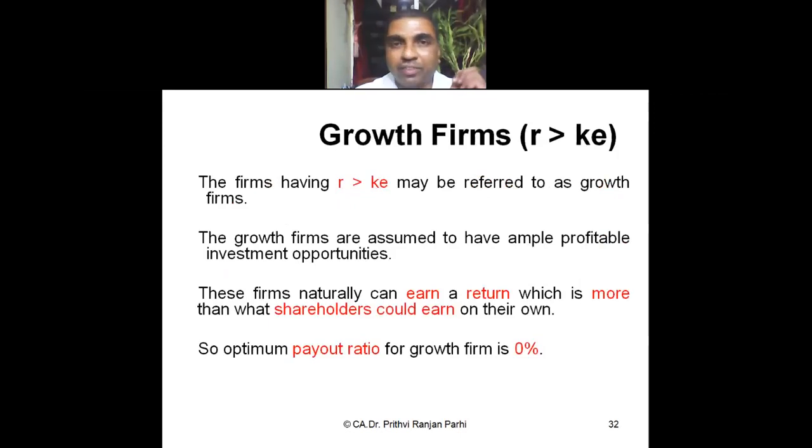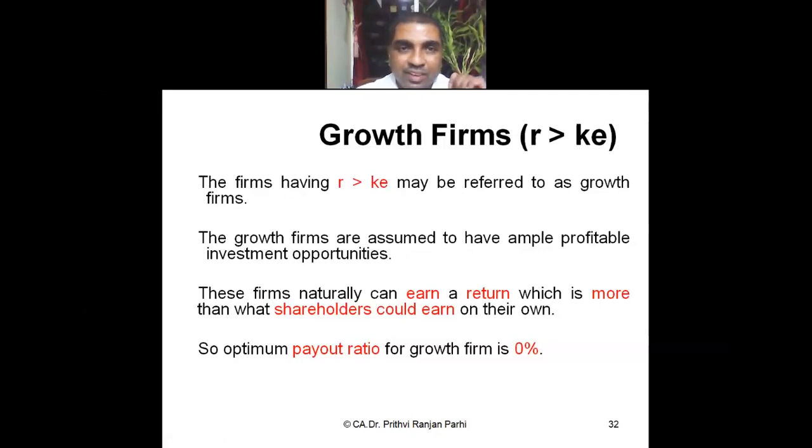What kind of firm is the first category? Can you read it? Growth firm. Growth firm is where R is more than K. These are the firms which are growing. The firm's rate of return is more than its cost of equity. And if that is so, then the payout ratio should be 0%. That means the firm should not pay anything. Everything should be retained, because the firm can grow at a faster rate. Shareholders, let us say, are expecting 8%, but the firm is growing at 10%. So the firm should not declare anything. Let the firm grow, because the firm's growth is more than the shareholders' growth.